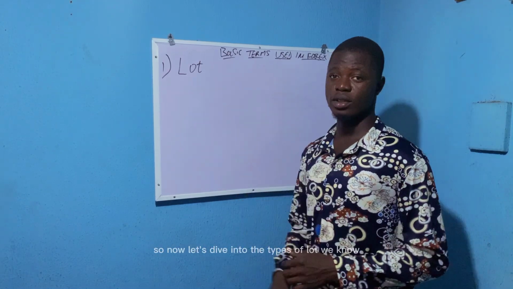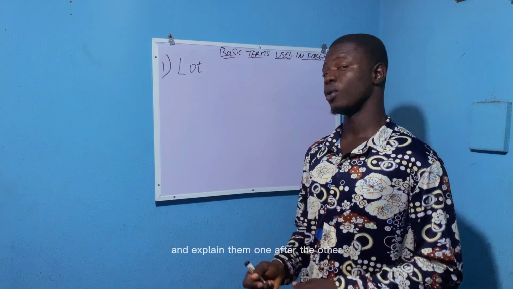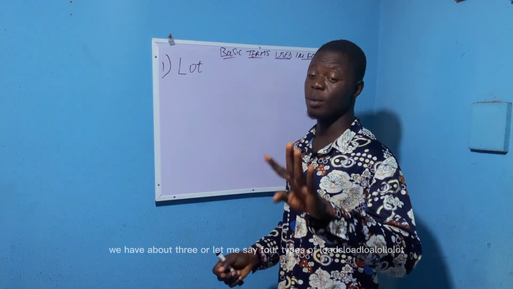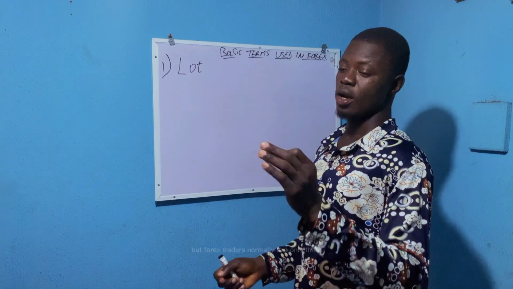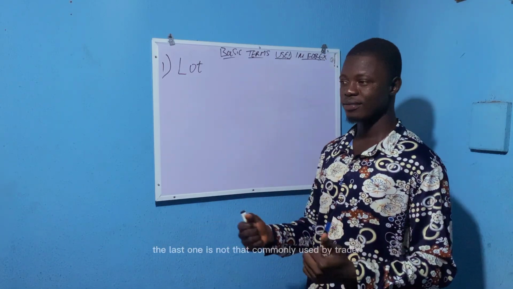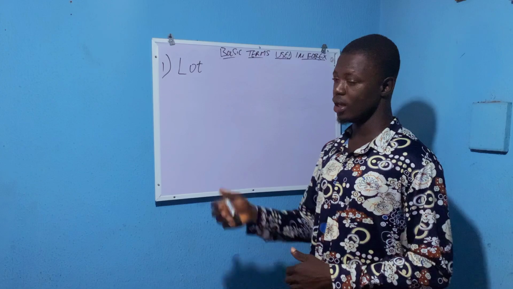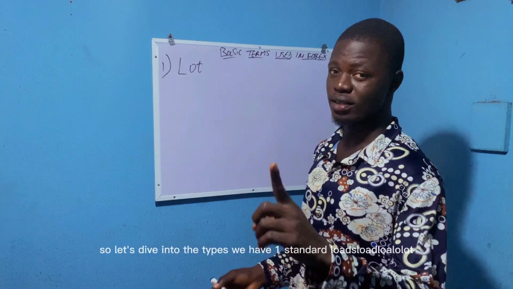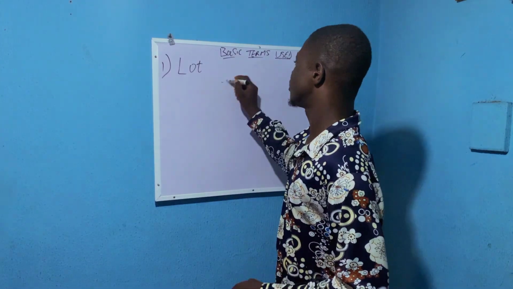So now let's dive into the types of lots we know and explain them one after the other. We have about three, or maybe let me say four types of lots, but Forex traders normally use only three. The last one is not that commonly used by traders. So let's dive into the types. We have one standard lot.